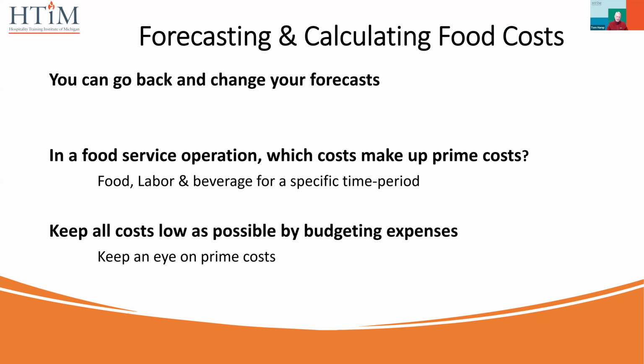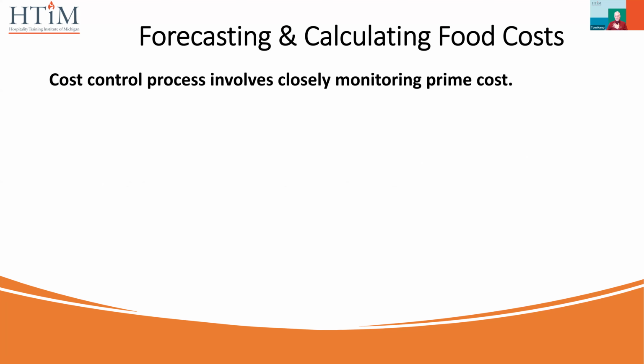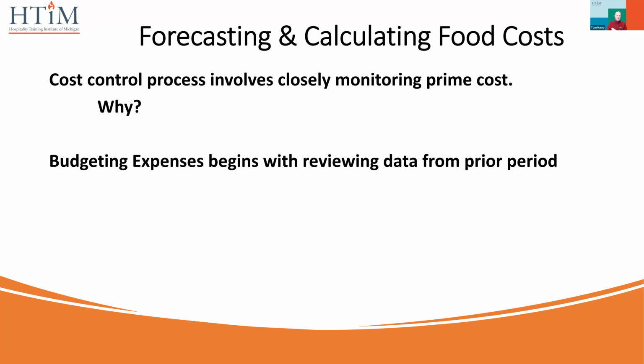So obviously in any business, we try to keep the cost as low as possible by budgeting expenses, but most important, if we can keep an eye on the prime cost, you are going to be well ahead of the game. So the cost control really involves monitoring that prime cost. Why? Because budgeting expenses begin with reviewing data from prior periods, right? Could be the last period that you've just come from, or the same period last year, or the prior 3 years with some growth, hopefully. So we're really looking back. And again, point of sale systems will give us this information. Spreadsheets, software, apps, whatever you have, I'm sure you have that information at your fingertips. You just have to know where to find it if you don't know already.